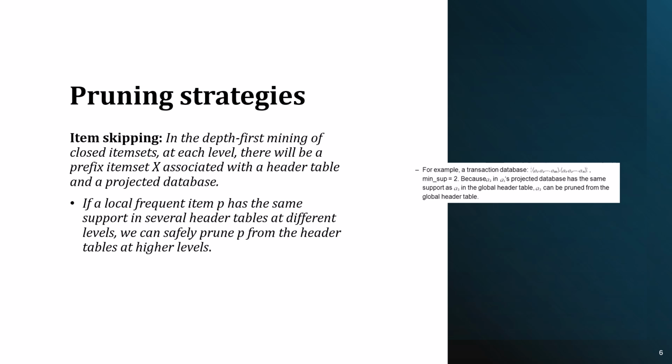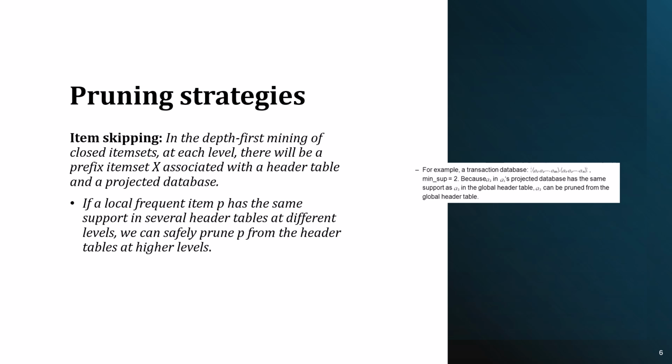Consider an example: the previous transaction database having only transaction A1 to A100 and A1 to A50, where min_sup equals 2. A2 in A1's projected database has the same support as A2 in the global header table, so A2 can be pruned from the global header table. Similar pruning can be done for A3 to A50. There is no need to mine anything more after mining A1's projected database.